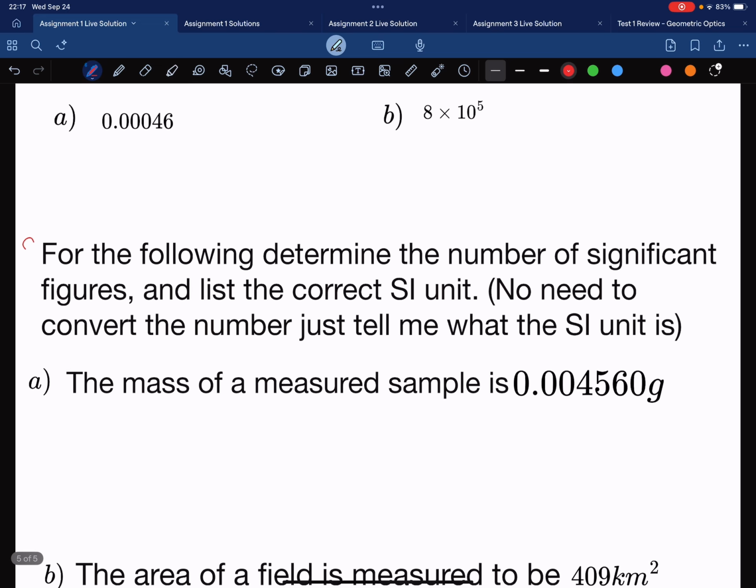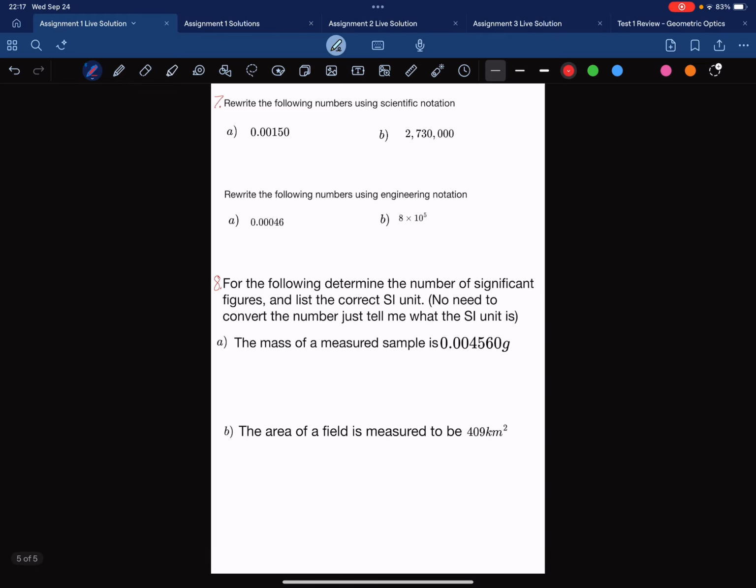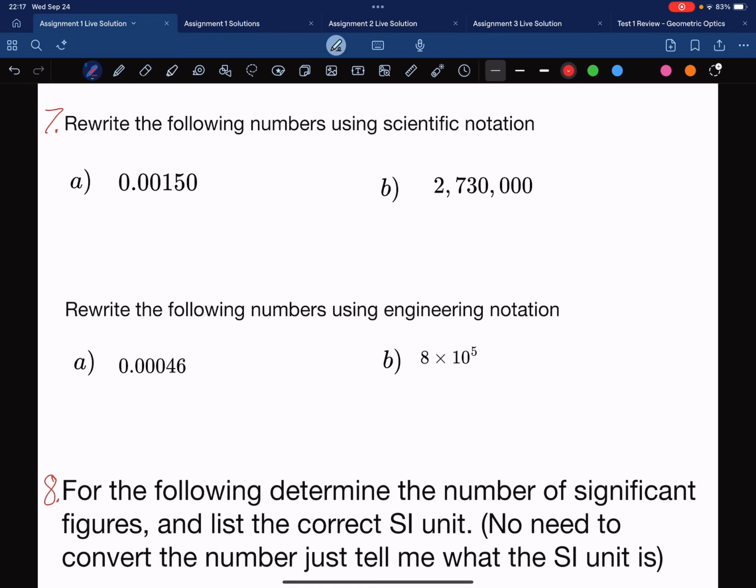This one is question 8. I just forgot to add the numbers. Sorry. Question 7, part A. Rewrite the following numbers using scientific notation.